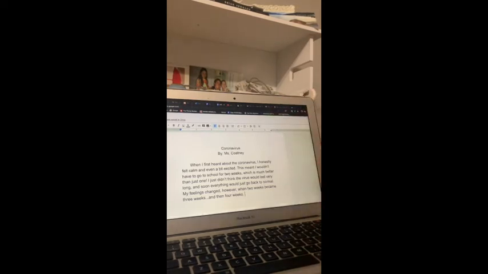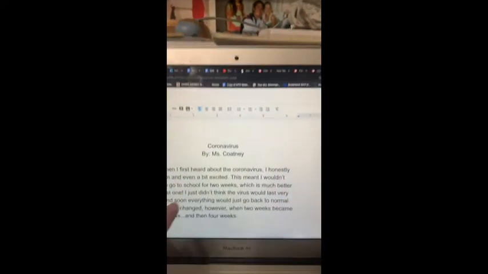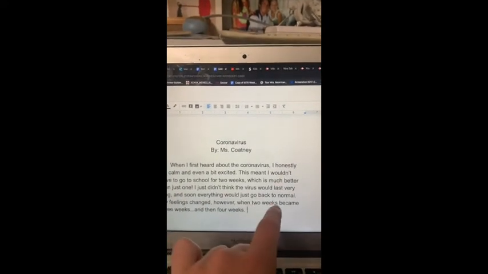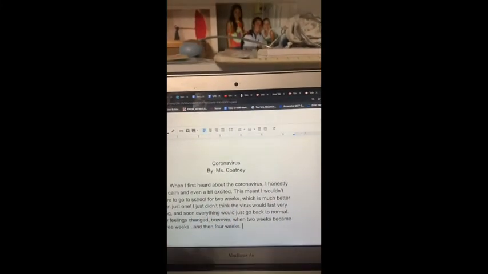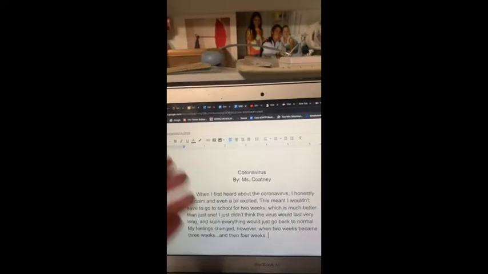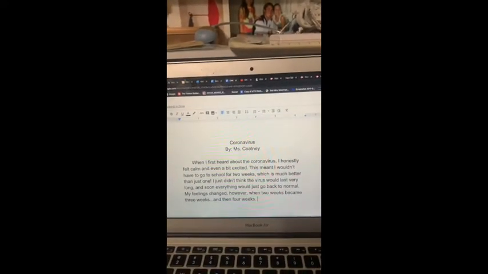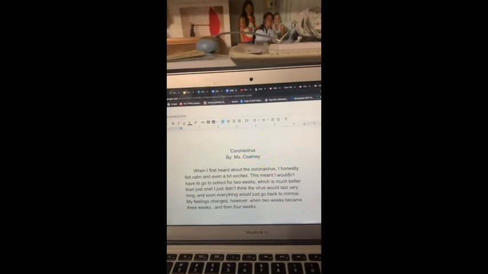And so I honestly just took things that I was putting in my outline, and I was like, oh, calm, not a big deal, right? Just didn't think the virus would last very long. Soon everything would go back to normal. That's why I thought it wasn't a big deal, right? I'm just turning it into sentences. And so this is what I want you guys to do when you're writing this.